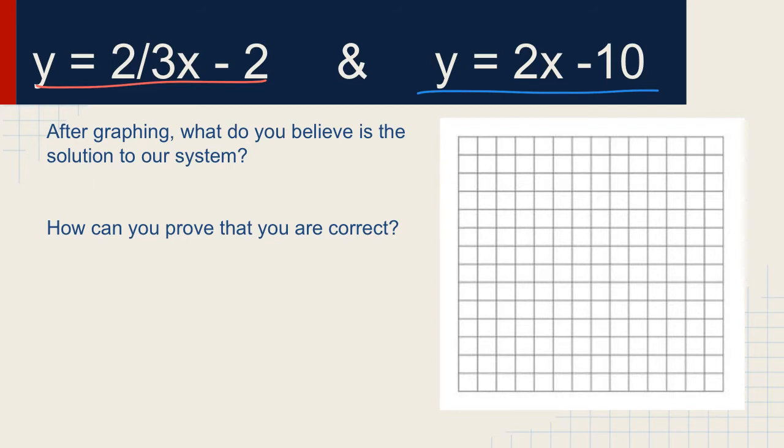Remember, if they intersect in one location, you have one answer. If they are parallel, you will have no answers. And if one line lies right on top of the other line, you have an infinite number. And when you are done and you think you have an answer, I want you to prove that you are correct. So pause me while you're working and then come back when you're ready for checking.